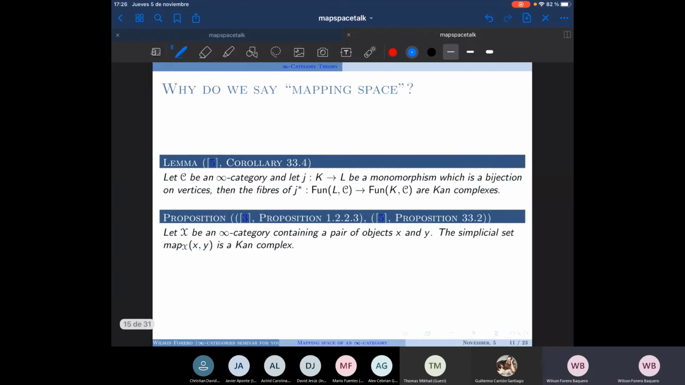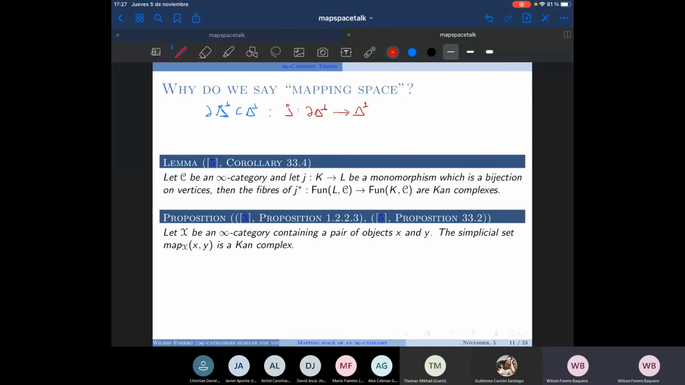So let's see, does an infinity category C contain a pair of objects x and y? The simplicial set is a Kan complex. But why does this happen? Well, we have to remember that we have an inclusion from the boundary of delta 1 to delta 1. That induces a monomorphism that we call j, for example, in this case, from the boundary of delta 1 to delta 1.